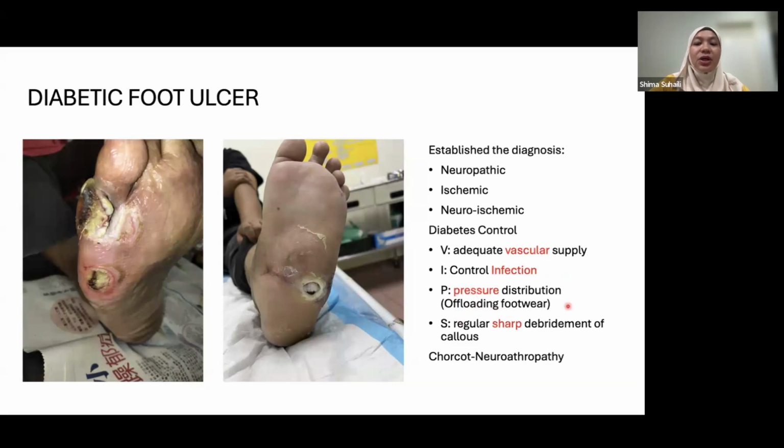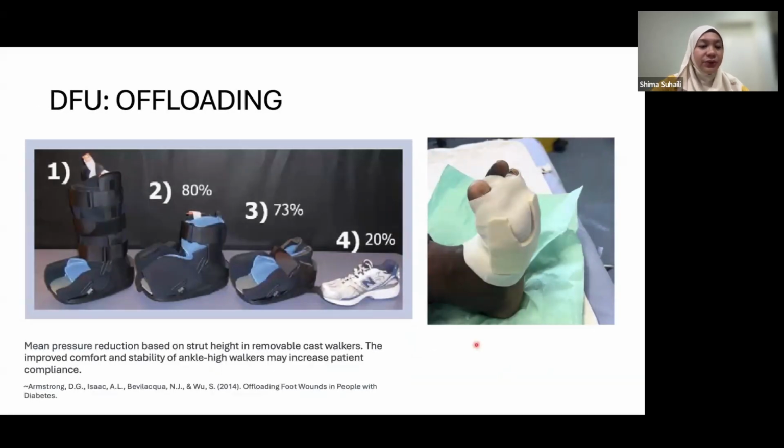And then don't forget about the offloading, especially patient with Charcot neuropathy. Offloading ni sangat penting in patient with DFU. Kalau patient tu ada neuropathic ulcer, kita tak buat offloading dekat kawasan yang ada high pressure tu, maka the wound takkan sembuh. Okay, there are many types of offloading. Bergantunglah dengan kita punya discussion dengan patient and apakah resources yang kita ada, and also financial kemampuan yang patient and also kita ada. Okay, but this is all doable.